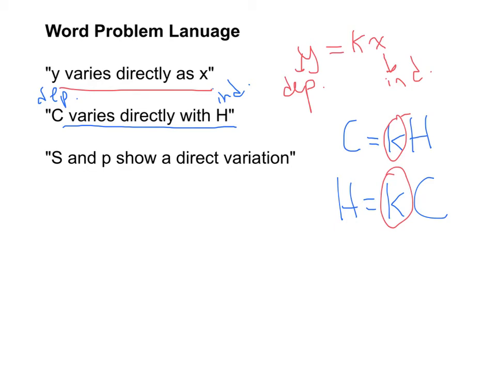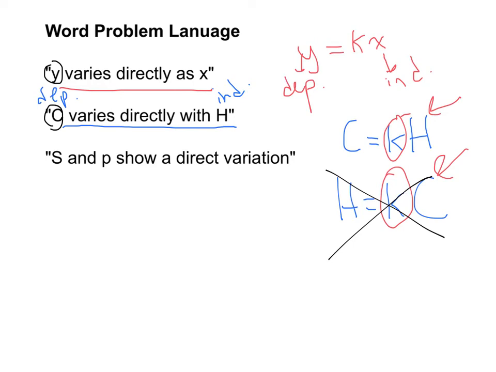So you could still solve the problem using an equation like this if it's a word problem, and you could find some unknown values, but try to stick with the language and the order that things are written to write it correctly. So if it's written as y varies directly as x, or C varies directly with H, technically the dependent variable will be listed first, and the independent variable will be listed second.